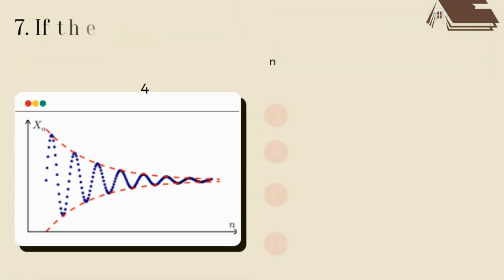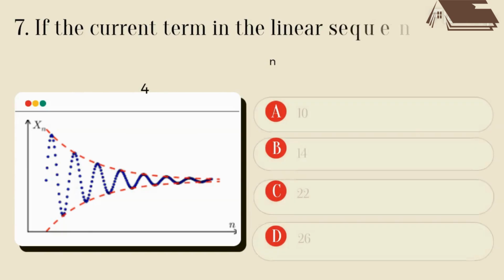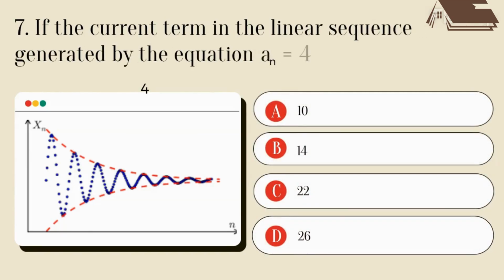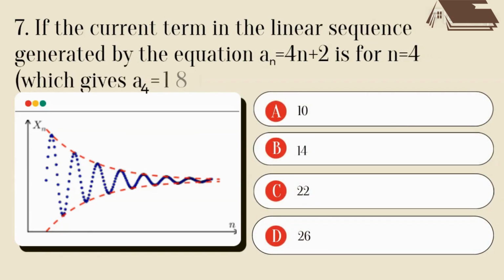If the current term in the linear sequence generated by the equation a_n equals 4n plus 2 is, for n equals 4, which gives a_4 equal to 18, what is the next term? A. 10. B. 14. C. 22. D. 26.